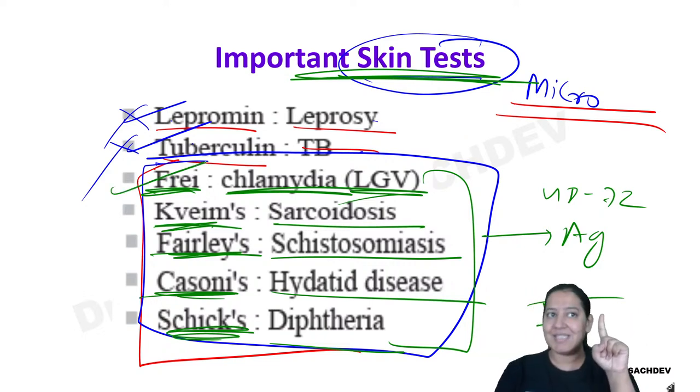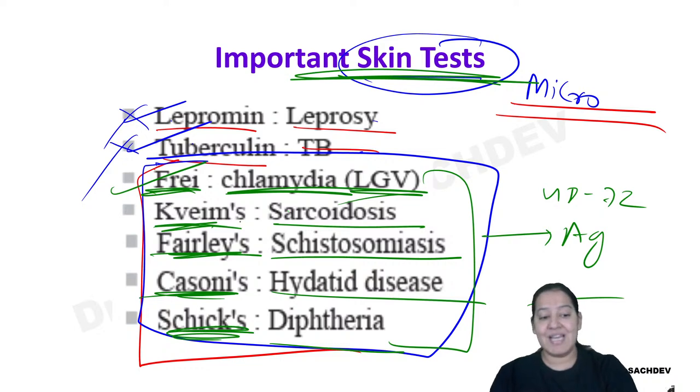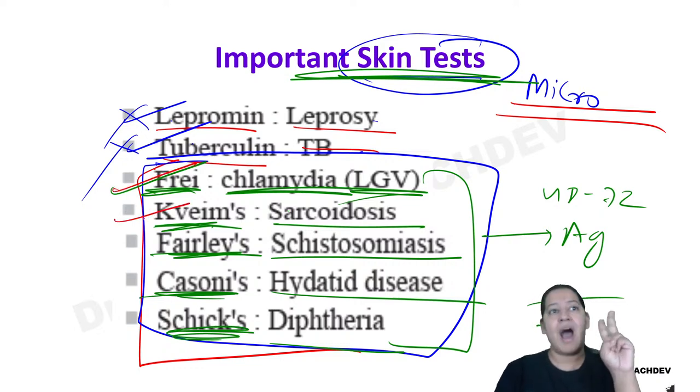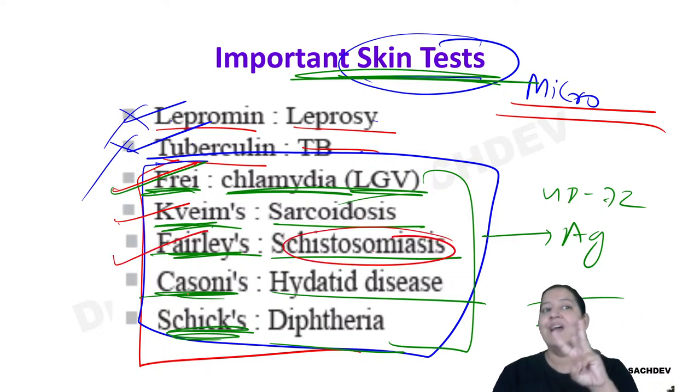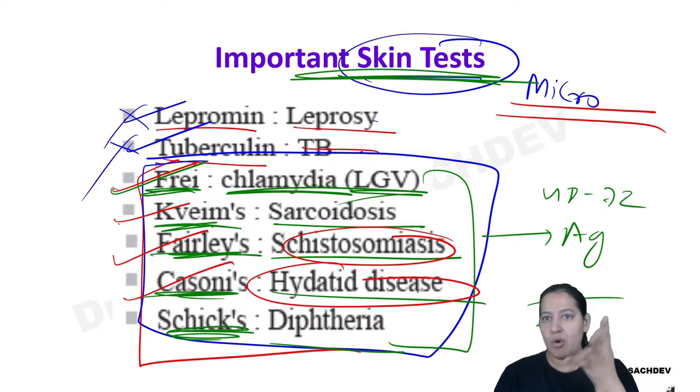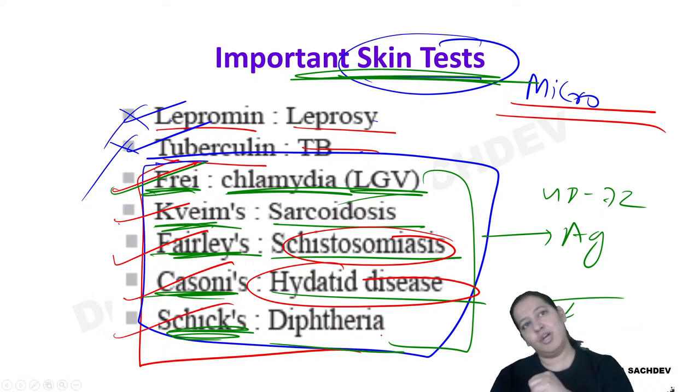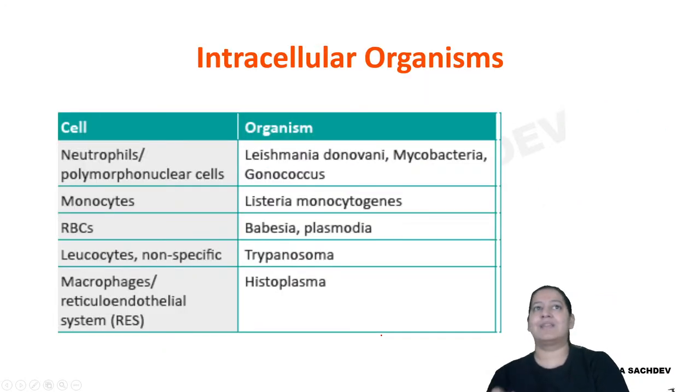So Frei test, say it again and again. Frei test is seen in chlamydia. Kveim, answer मत देखो, बिना देखे तुम बोलो. Kveim किसमें होता है? Sarcoid में. Fairley किसमें होता है? Schistosomiasis, it is a parasite. Casoni, hydatid cyst, you know it is a parasite. And Schick's test in diphtheria. So that is the skin test.